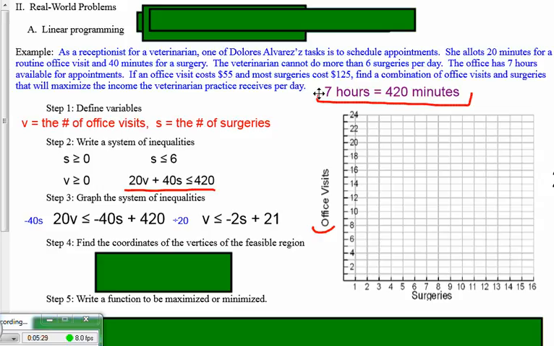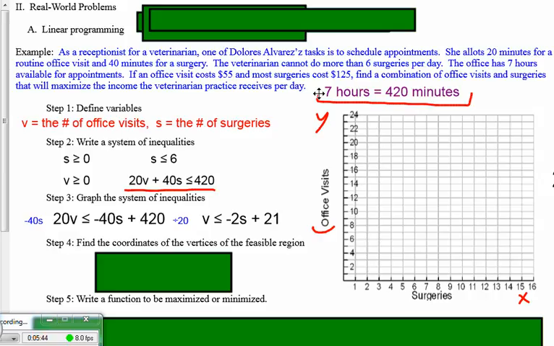Now on our graph here on the side, they used office visits, or our V, as our vertical axis, kind of our y-axis. We can think of this as y and think of this as x. So if our visits are y, we want to get that one alone. For visits, y is v, I should say. We're trying to get v alone.